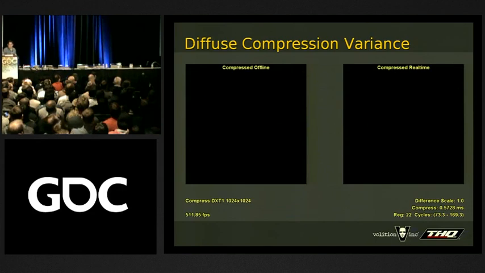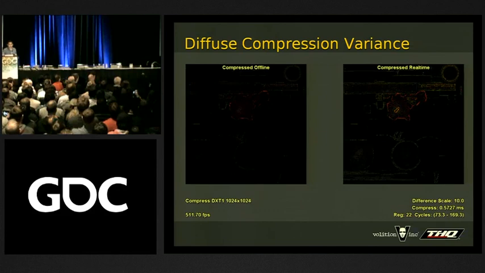This is the actual variance between the textures. On the left is the difference between the offline compressed and the source, and on the right is the difference between the real-time compressed, GPU compressed, and the source. Again, not a noticeable difference. I can magnify that. This is the difference times 10.